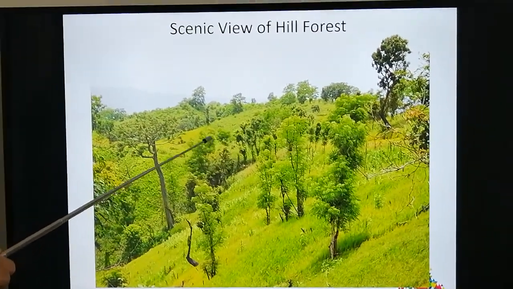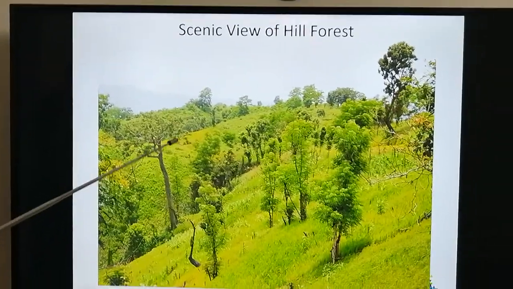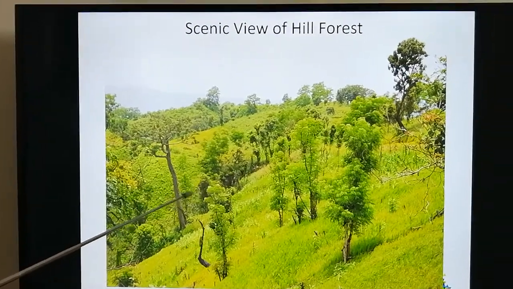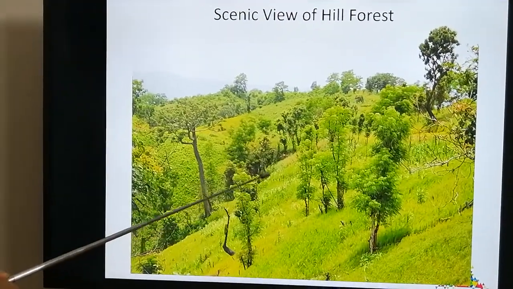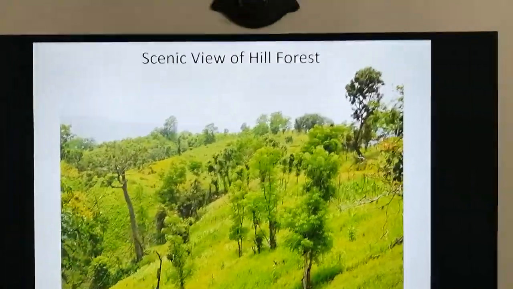Here we are seeing a view of hill forest. From the feature we get that hill forest should be in hilly areas, and different types of large plants will be there.